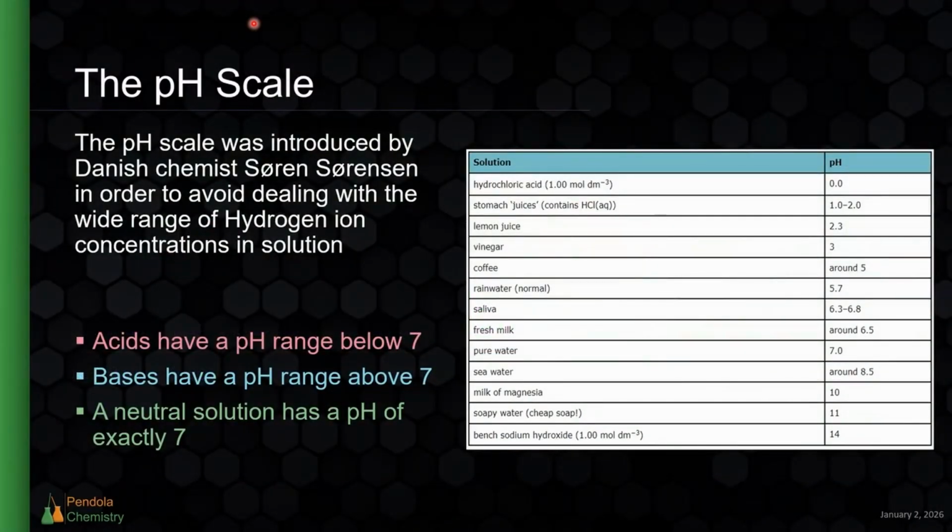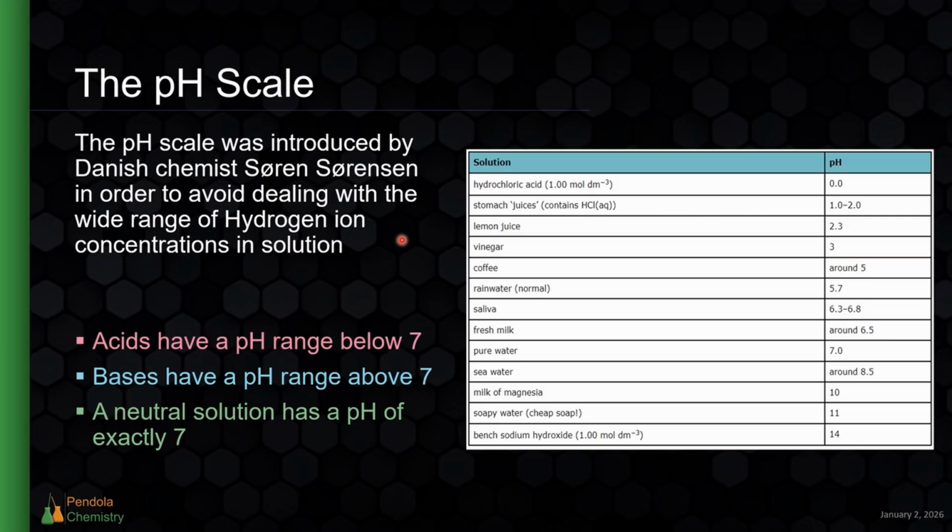The first thing we ever learn about acids and bases in our science education is the pH scale. The pH scale helps us figure out if things are acidic or basic by which number from 1 to 14 a specific solution has. Acids have a pH range below 7, whereas bases have a pH above 7. Anything that is exactly 7 is considered a neutral solution, which is neither an acid nor a base. The pH scale was introduced by a Danish chemist named Søren Sørensen in order to avoid dealing with a wide range of hydrogen ion concentrations in solution.